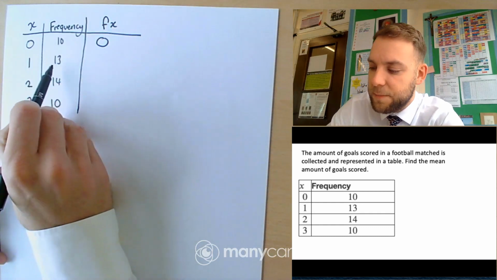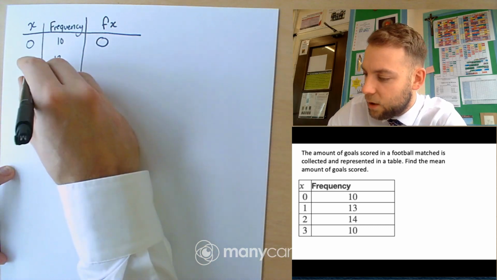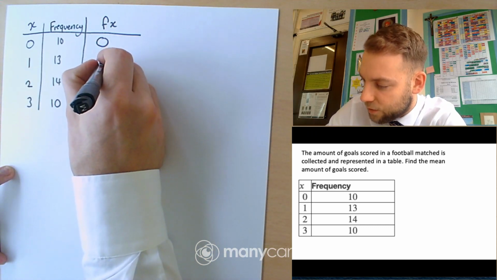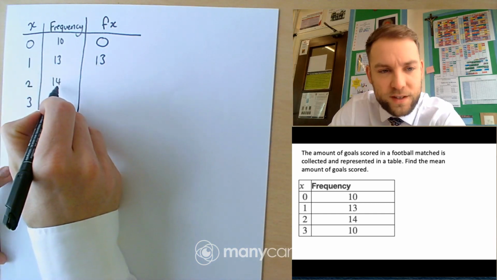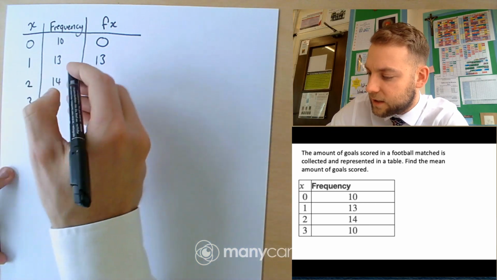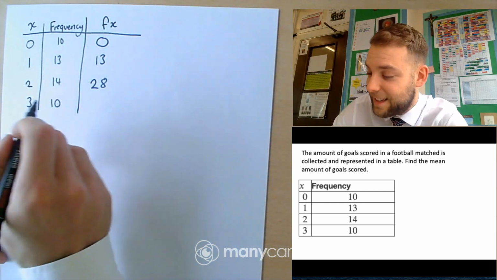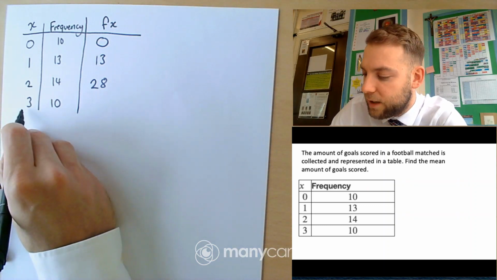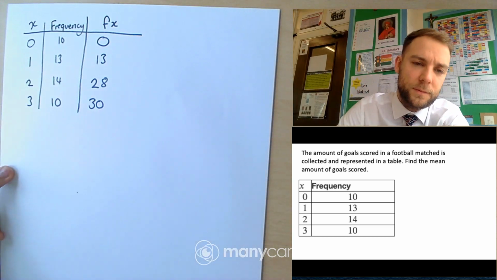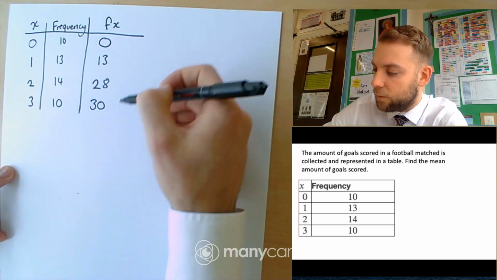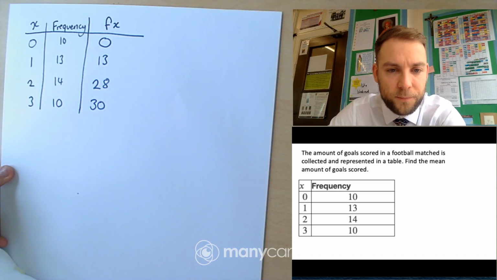What does this mean? This means in 13 games, they scored 1 goal. So that's going to be 1 times 13, which is 13. In this one here, in 14 games, they scored 2 goals. So that's 14 times 2, which is 28. And in 10 games, they must be quite a good team, they scored 3 goals. So the total amount of goals there is equal to 30. Now this FX column represents the total amount of goals scored across all games.